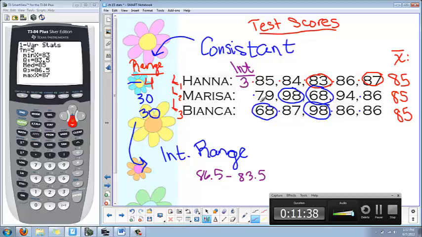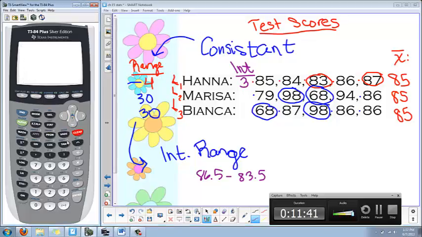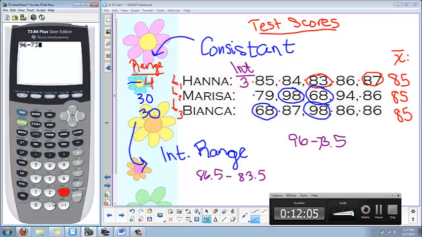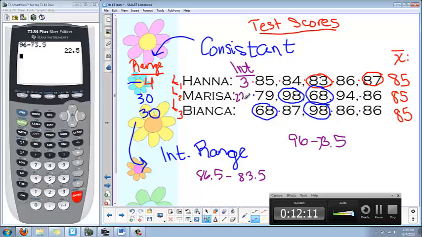That's really, really good. Let's take a look at Marissa's now. Clear that out. Stats, calculate one variable stats, and this time we're looking at Marissa's information in L2. And we want to look at her interquartile range. So 96 minus 73.5. So 96 minus 73.5. And that's a 22.5. Way bigger than Hannah's. But we're not really comparing Hannah to them right now. We want to know who's better, Marissa or Bianca. We know Hannah's the best, but we want to know who comes after that.